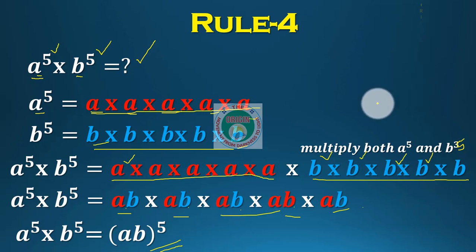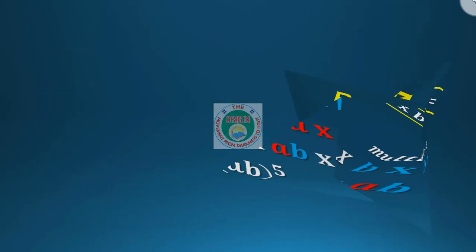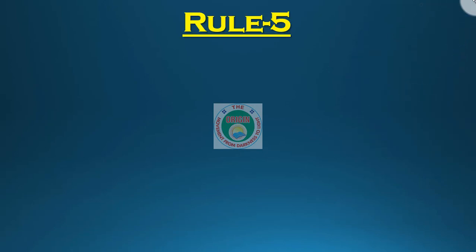Rule 4 is a power m into b power m, bases different, powers equal, equal to a into b whole power m. Here also same, a into b whole power 5. Next one, rule 5.